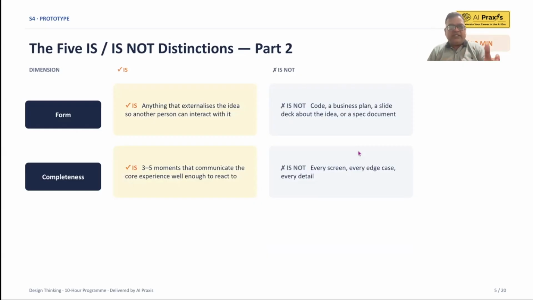Okay. The fourth distinction is actually form. The prototype is anything that allows another person to experience your idea. Notice the word anything, right? It could be a paper sketch, a role play, a cardboard model, a clickable Canva screen, or even a conversation. What it is not is a business plan, maybe a PowerPoint presentation, a specification document, or lines of code. Why? Because those explanations will not be that helpful. Okay, they may be too wordy.